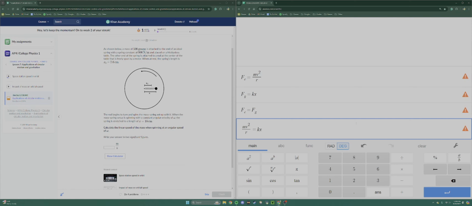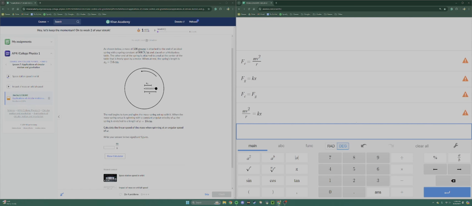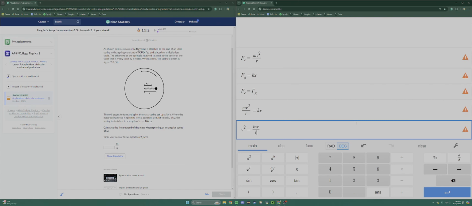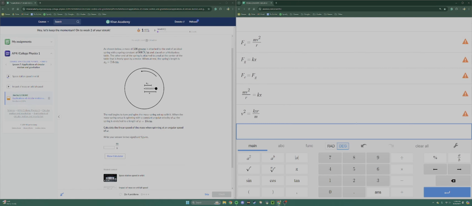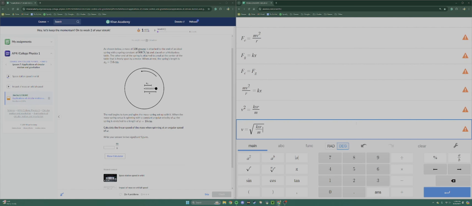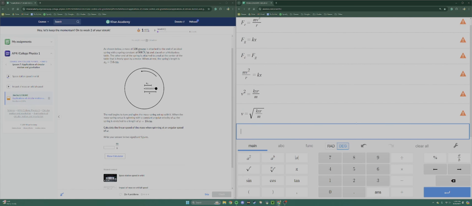We're going to be solving for velocity. So we're going to make this equal to velocity, which would mean that v squared is equal to kxr over m. We can go a step further and just do this. So this is the formula we're going to use. Let's just begin putting things in.